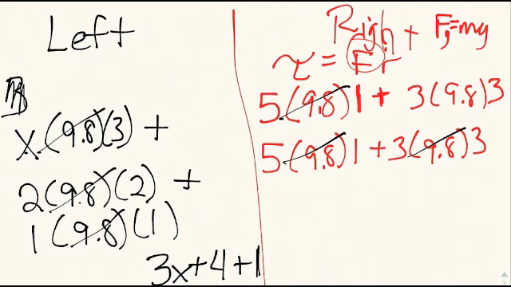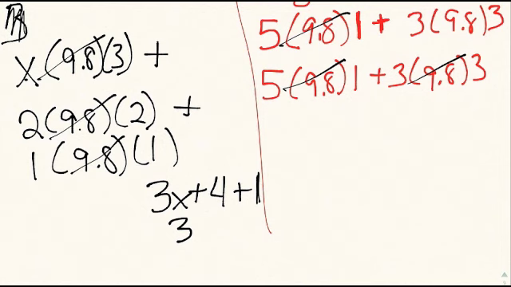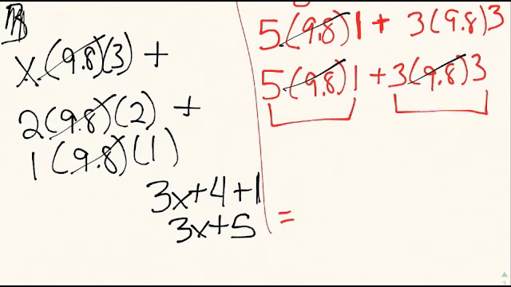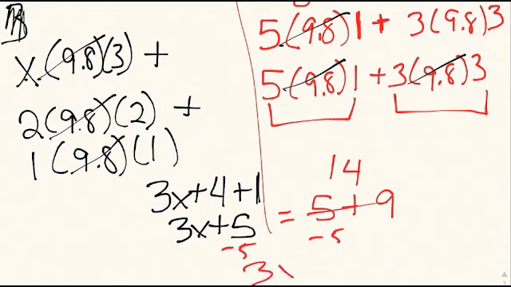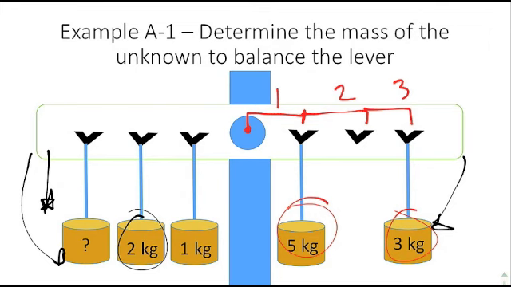So on the left side of the equation we have 3x plus 5. Now on the right side of the equation we have 5 times 1 and 3 times 3. So we have 5 plus 9, which is 14. So overall we now have 3x plus 5 equals 14. It's an easy one to solve. You subtract 5 from both sides, and when you do, you get 3x equals 9, x equals 3. So, in order for this thing to balance, if we put a 3 right there, it will put the lever into equilibrium.